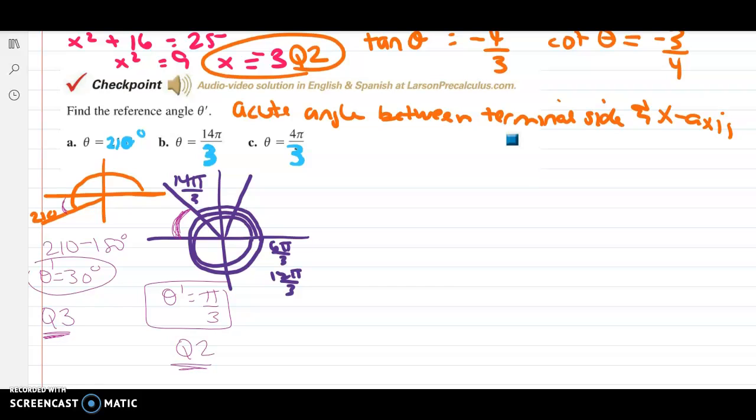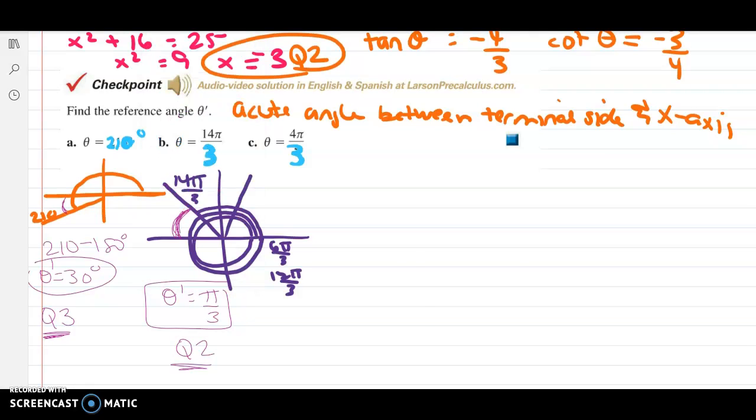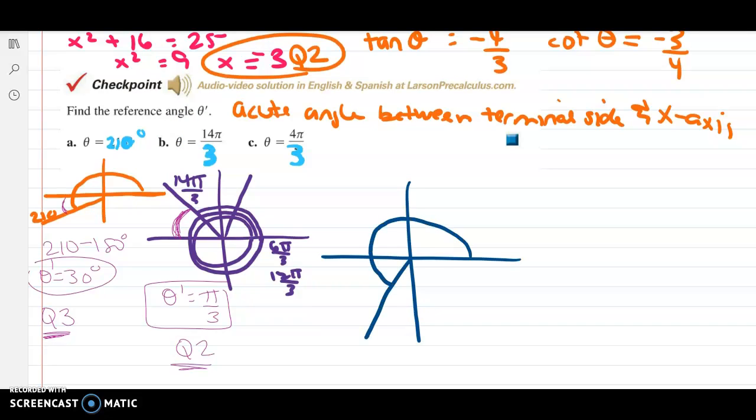4 pi over 3. We're staying with the pi over 3 family apparently. Guess I'm into the pi over 3 today. Pi over 3, 4 pi over 3. 1, 2, 3 pi over 3, 4 pi over 3 would be down here. So this is 4 pi over 3. The reference angle is this guy right here. So theta prime is also pi over 3. And just make note that this angle was in quadrant 3.